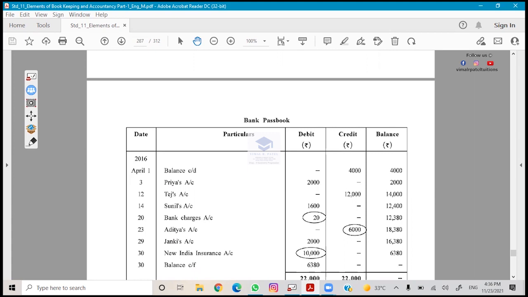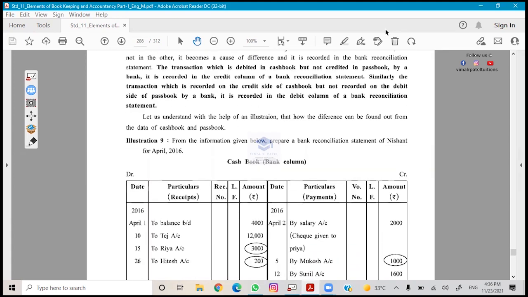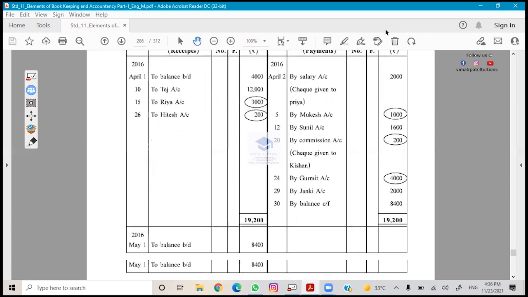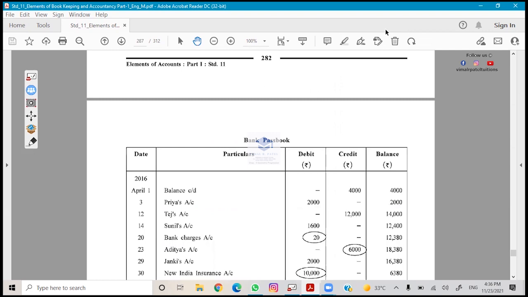So first of all, you have to check whether the opening balance as per cash book and bank book, that is passbook, is the same or not. See, it is to balance brought down, and here it is balance carried down or brought down, 4,000, 4,000. Okay, then you can start.